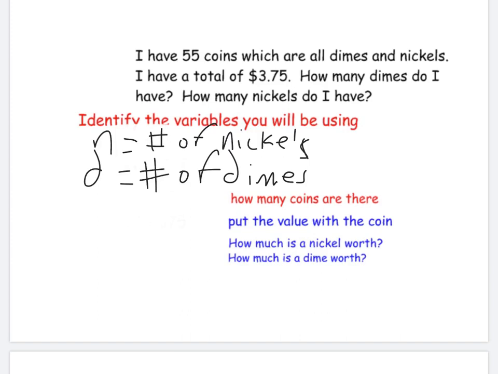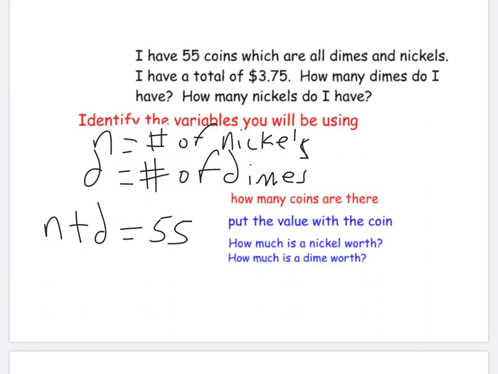If I'm going to write my equation, I'm going to go again sentence by sentence. The first sentence says you have 55 coins. So I would have added my dimes and my nickels together, and that would have given me the fact that I have 55 of them together. The next thing it's talking about is how much they're worth. It says I have a total of $3.75, and they want to know how many dimes and how many nickels.